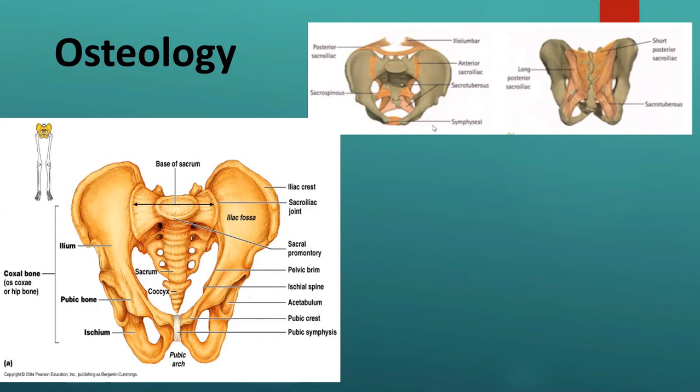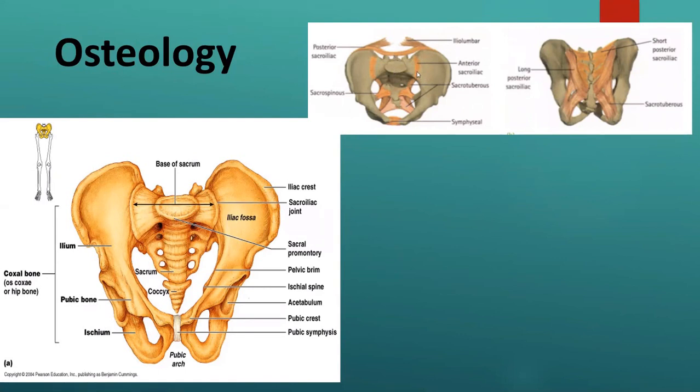Some important ligaments in this entity are the iliolumbar and sacroiliac ligaments. They contribute mainly to the stability of the pelvic ring. Any fracture in the pelvic ring associated with these ligaments may be part of a severe pelvic fracture.